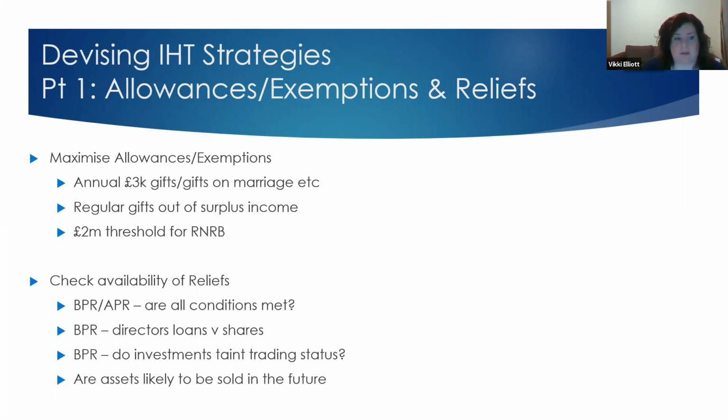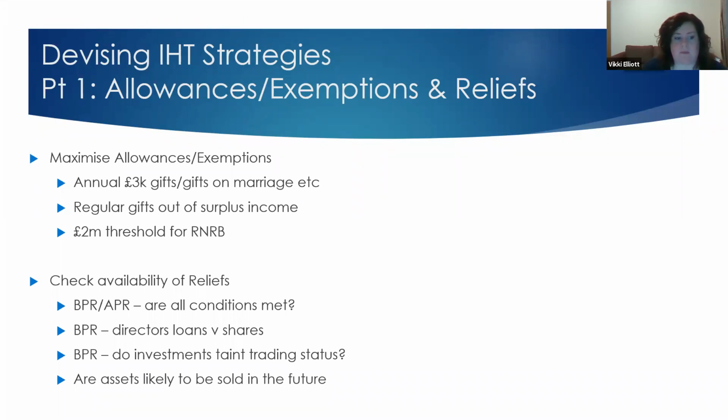So starting off with some of the simpler aspects can be things like maximising allowances and exemptions. So looking at your regular gifts each year, using up your £3,000 gifts, looking at regular gifts out of surplus income. That can be a really useful IHT strategy, but the rules are quite specific and you have to make sure it's well documented, that the intention is documented, and that there's records of what the surplus income is, for example.